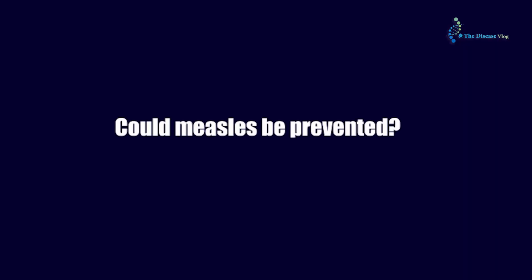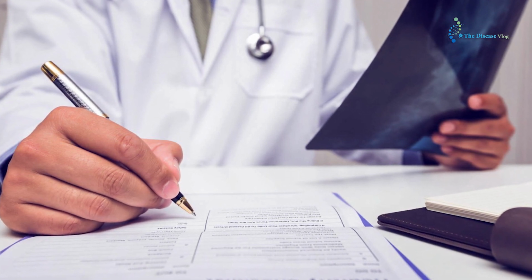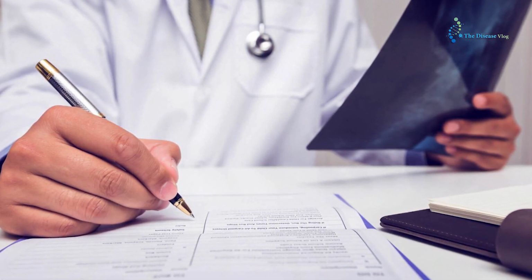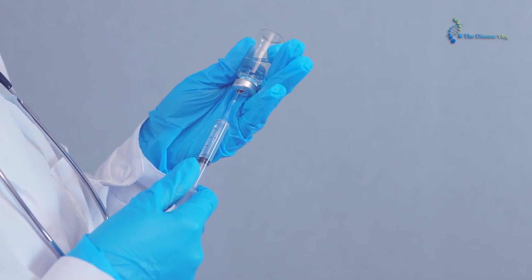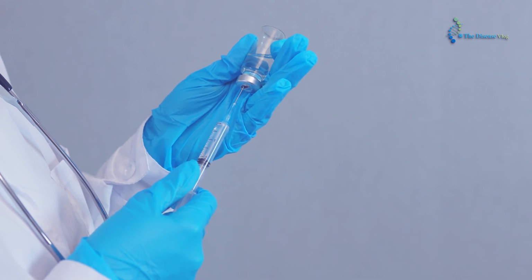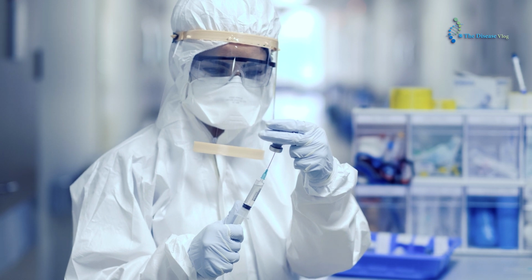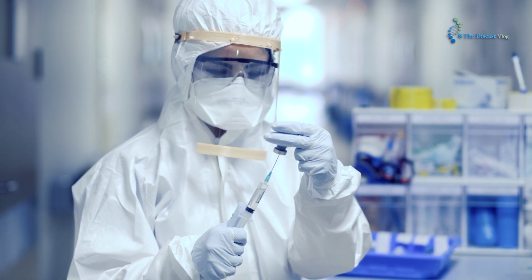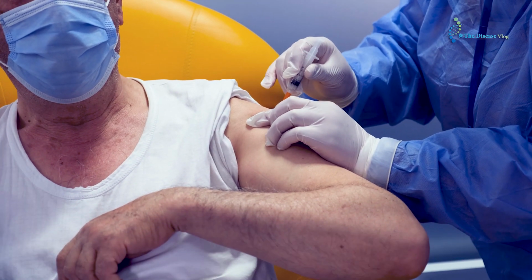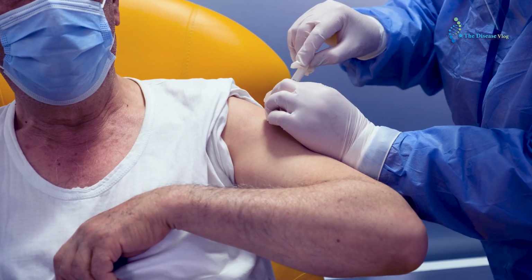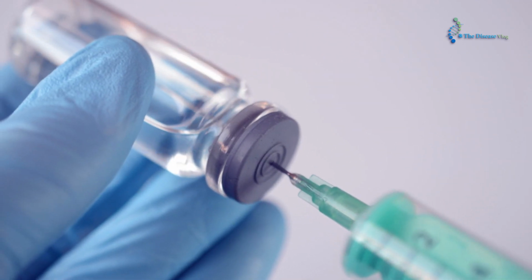Could measles be prevented? The U.S. Centers for Disease Control and Prevention recommended that measles be prevented by taking a vaccine at an early age or in childhood. The first vaccine for measles was reported in 1963. The measles vaccine is given in a combined form with the mumps and rubella vaccines. It is recommended to be given at 12 to 15 months. Its second dose is between 4 to 6 years. This vaccine is 97% effective in preventing measles throughout life.